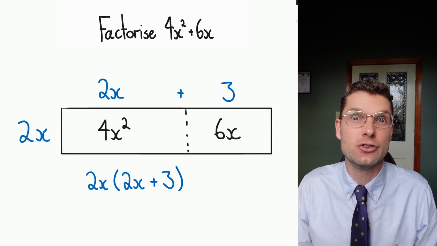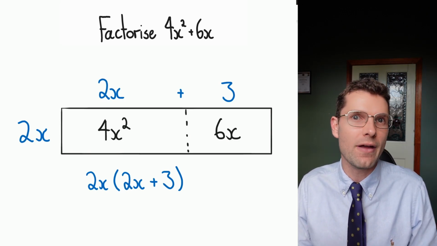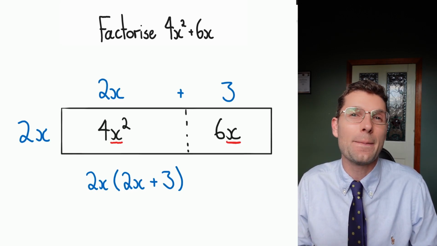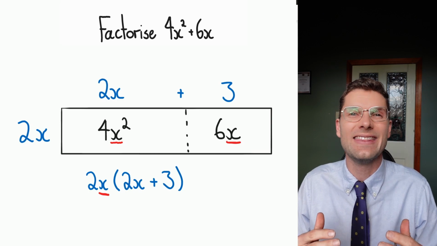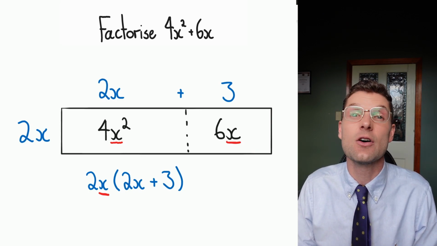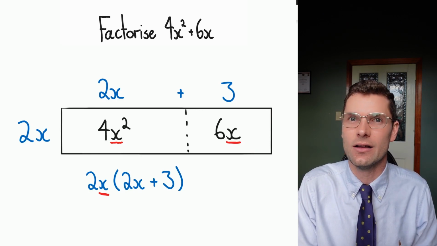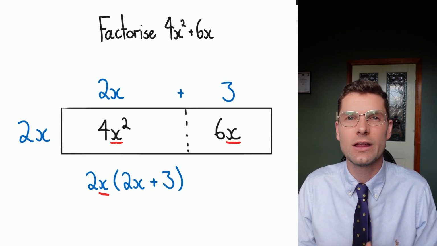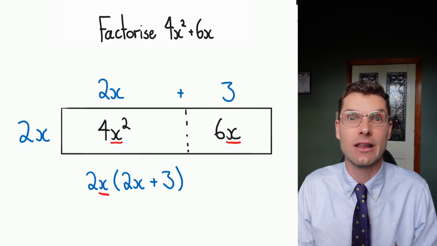Just remember, if you do see the same letter in both of our areas, so for this one it was 4x squared and 6x, that means I know for sure that that letter is a common factor. So I've got to take the x out as well. It's just a nice little thing to do just as you start each question. Really quickly just check, hey, is there a letter in both of these terms? If so, I've got to make sure that letter goes out the front.